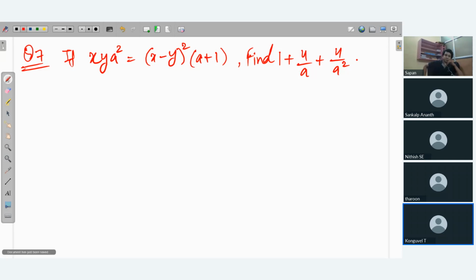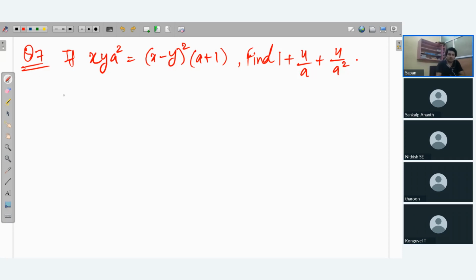X, Y, A square. You had your time to try this. You can do it, sir. I'll just try it. Yes, sir, you can bring the a square to the right hand side and this factor on the left hand side to balance it. So what we have to find is 1 plus 4 by a plus 4 by a square. Okay.